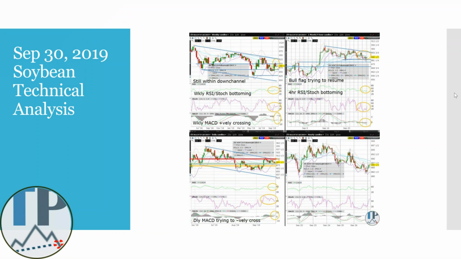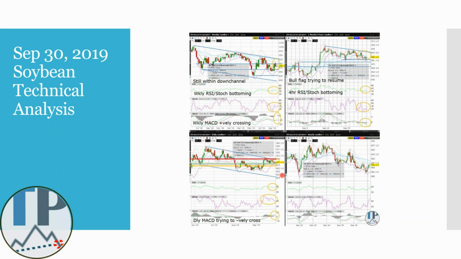Okay, so when we get to this next set of slides, we see the analysis from that same day for soybean, and I was basically writing bullishly. Now, obviously, soybean in this weekly time frame chart, you can see it's still in a down channel. However, it was making what appeared to be a higher low, more clearly seen on the daily chart.